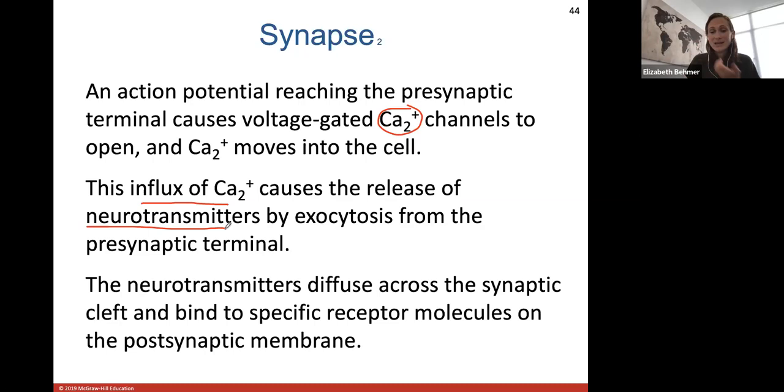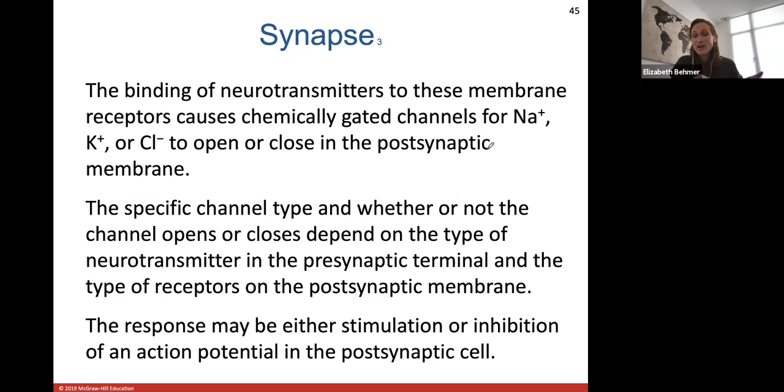The same thing happens in the neuronal-neuronal synapse, where we're connecting two neurons together. Calcium will cause the release of a neurotransmitter from the presynaptic terminal. The neurotransmitter will diffuse across the synaptic cleft. It will bind to receptor molecules on the postsynaptic membrane, and the binding of these neurotransmitters to the membrane of the second neuron will then cause chemically gated channels for sodium, potassium, or chloride to open or close in the postsynaptic membrane.